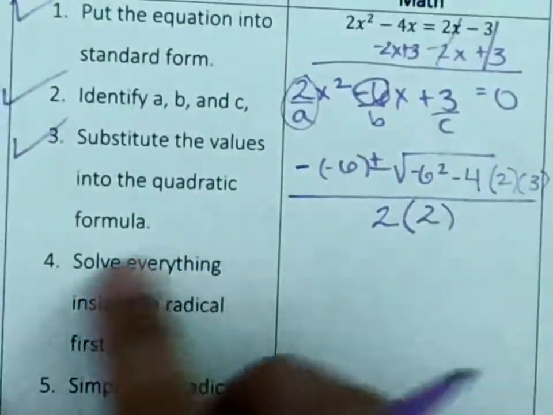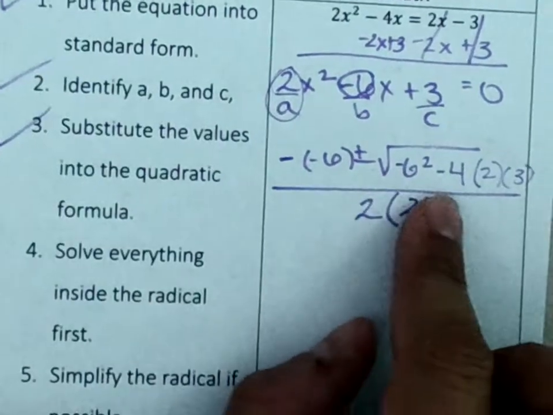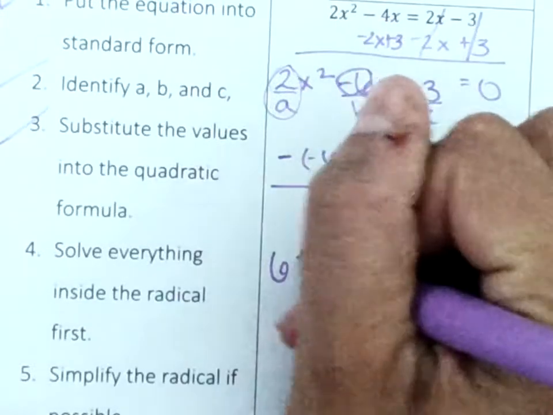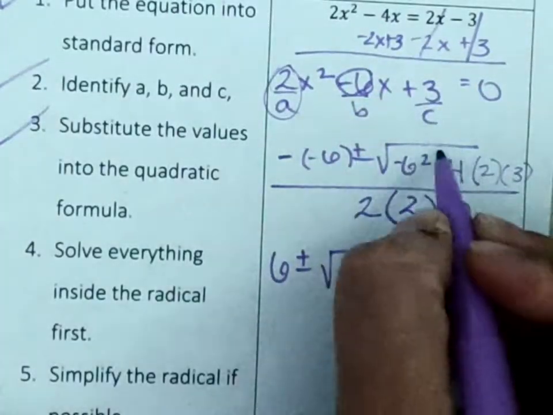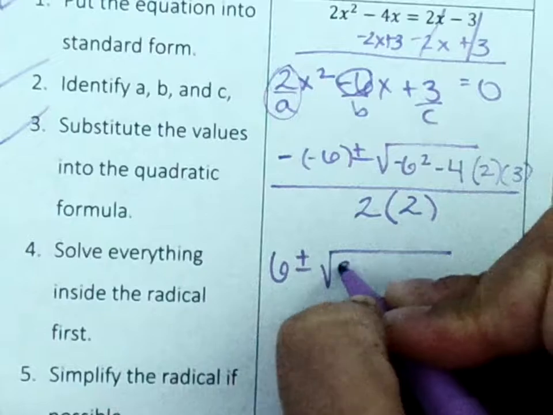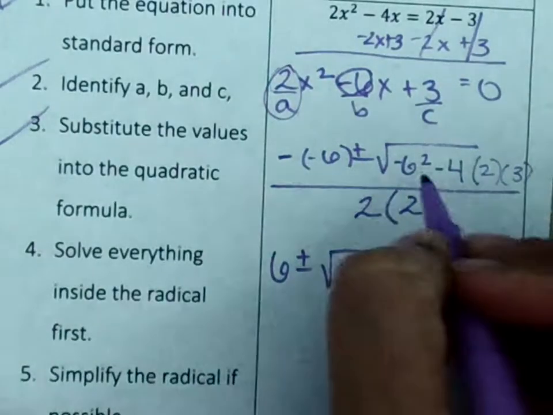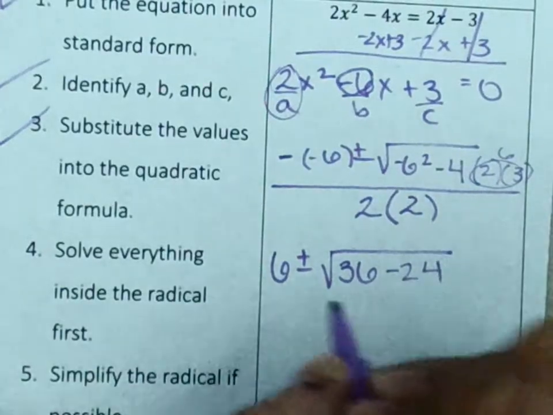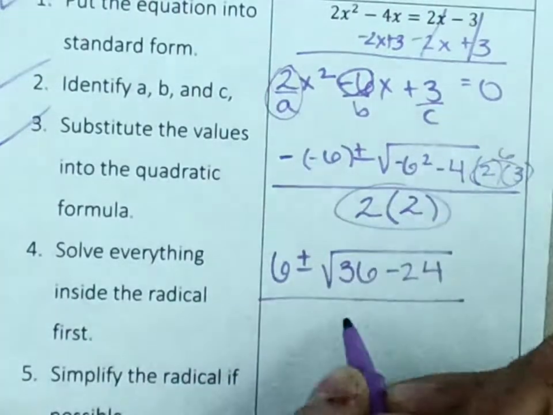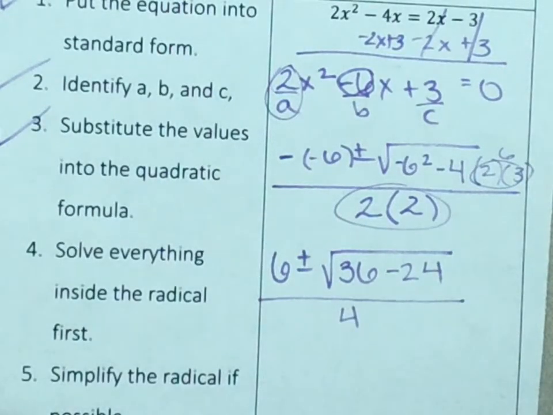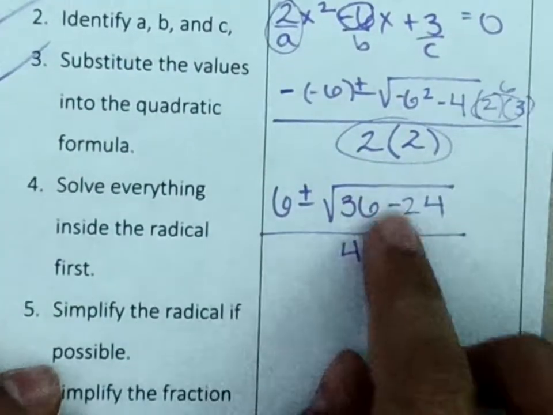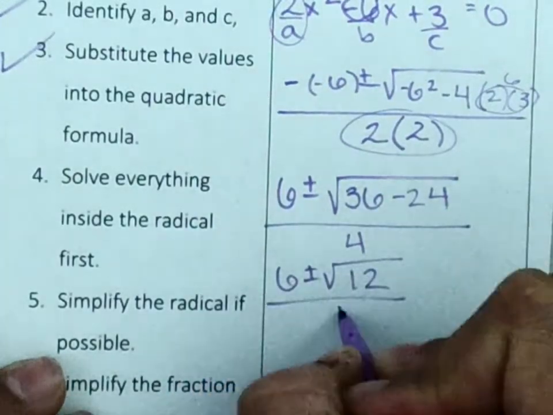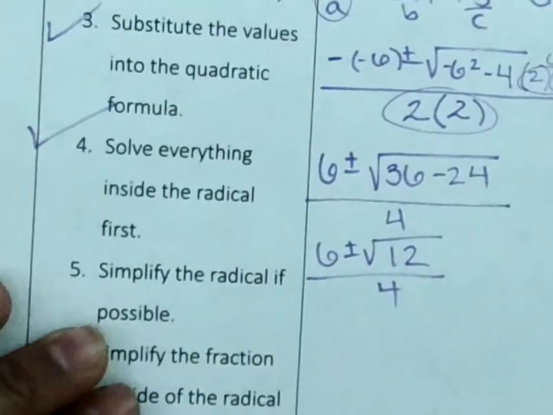We're going to solve everything inside the radical first. If we simplify the negative and the negative, that would give us positive 6 plus minus the square root of negative 6 squared. Negative 6 times negative 6 is positive 36. Negative 4 times 6 is 24, all over 2 times 2, which is 4. We're now going to subtract the 24 from the 36, which gives us 12, and we have simplified everything inside of the radical.